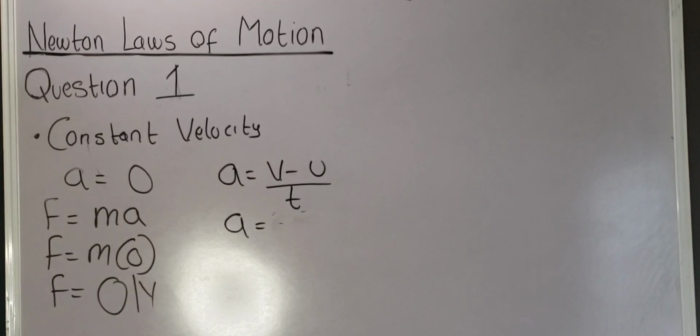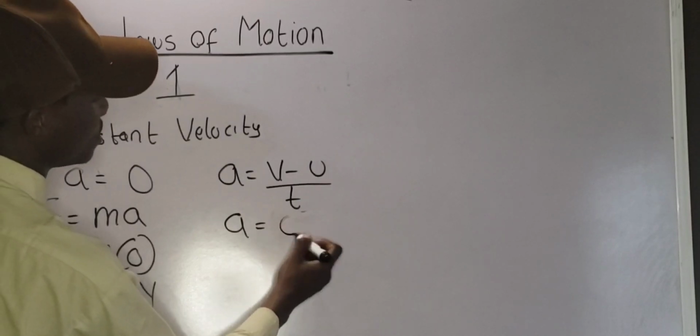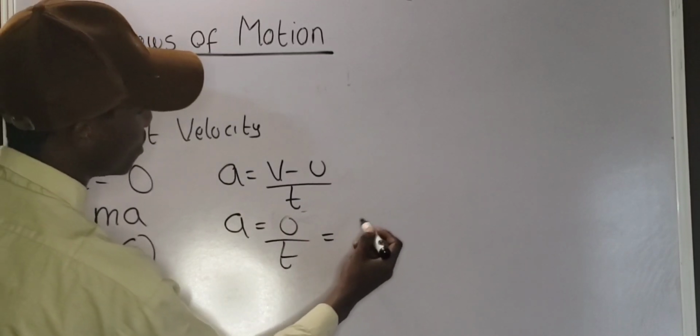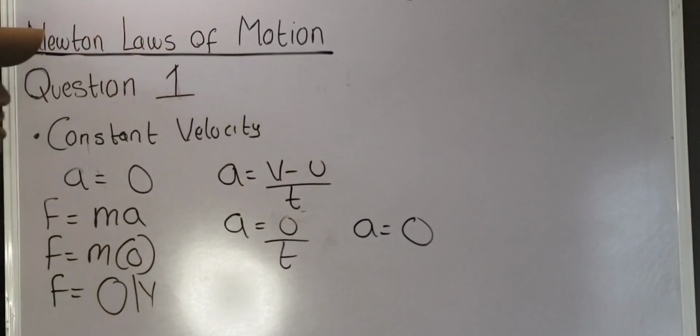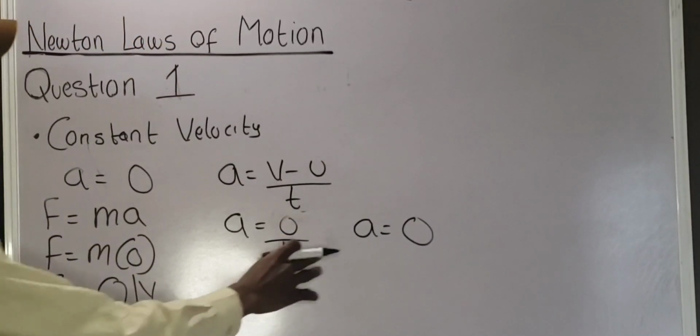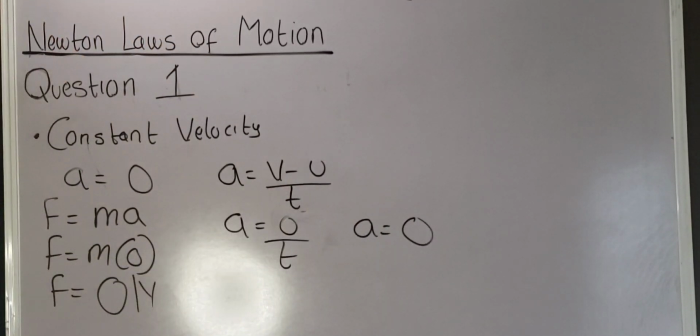So far, we are not given the velocity at which the car is moving, so I'm just going to represent it as 0. So 0 over t is what? A is equal to what? 0. Do you understand? Because 0 divided by t is 0. Do you understand what I'm saying? So A is 0. So the acceleration is 0.